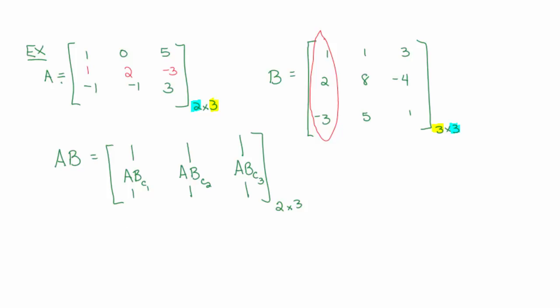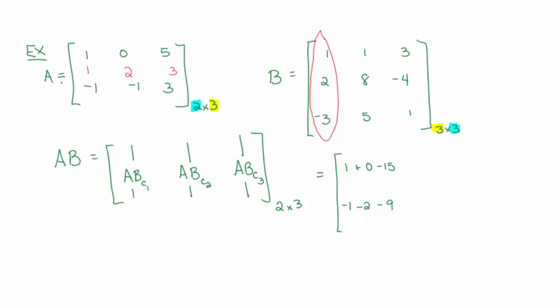So our first column of our answer is going to be, well, let's go ahead and write this out. It'll be a 1 plus 0 minus 15. And then laying that red ink on top of the second row, you get a negative 1 minus 2 and minus 9. That is our first row.